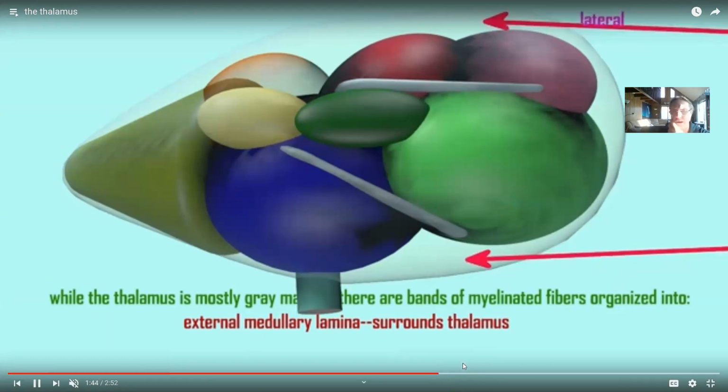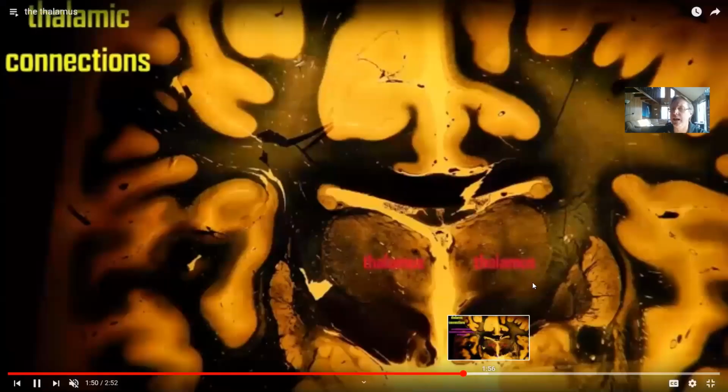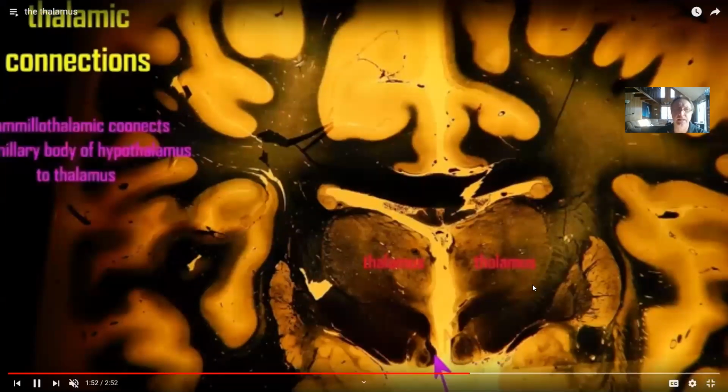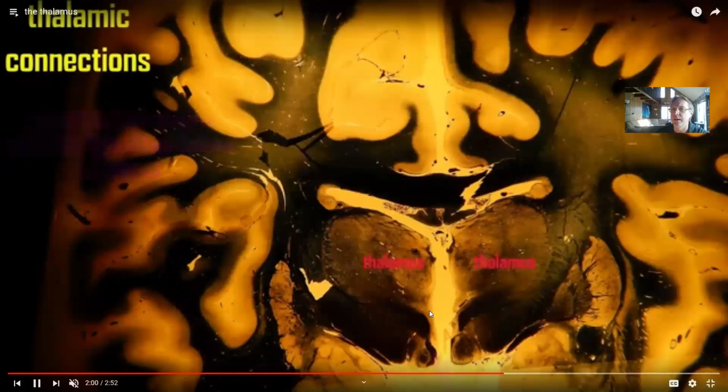What is this white matter doing? Well, obviously, axons are coming into the thalamus, connecting it to other parts of the brain, and then leaving the thalamus. So, for example, the thalamus talks to the mammillary body of the hypothalamus, so there's a mammillothalamic tract. The thalamus connects to the basal ganglia, or basal nuclei, of the cerebrum.